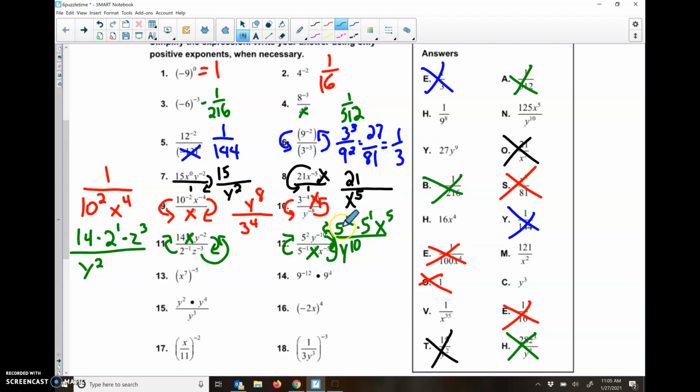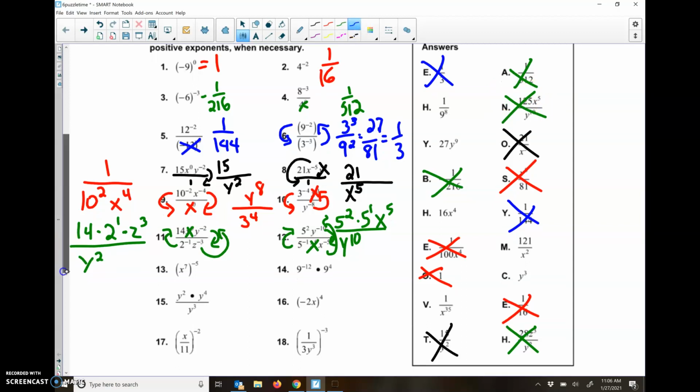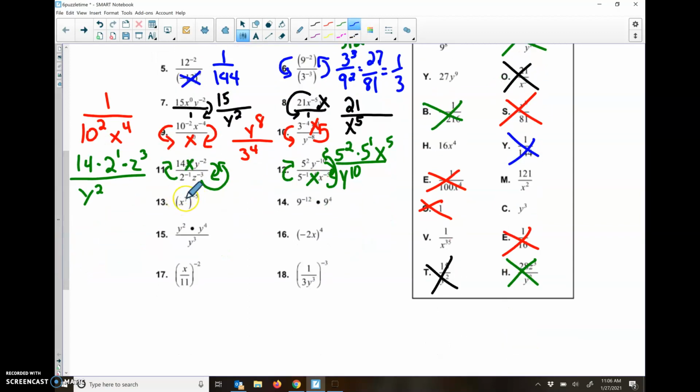And now I really have 5 squared, so 25 times 5 to the first. So 25 times 5, that's 125. X to the 5th, y to the 10th. So letter N right there. And now if you remember these are the power of a power. So we're going to end up multiplying those. So 7 times negative 5 is negative 35. And again, we can't have a negative, so we're going to have to flip it. So 1 over x to the 35th.